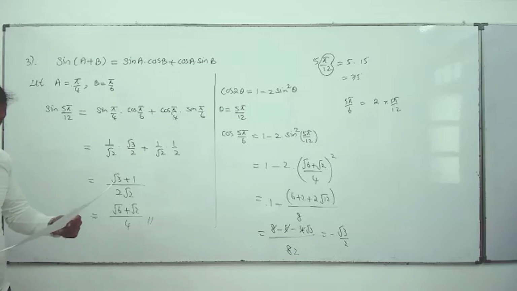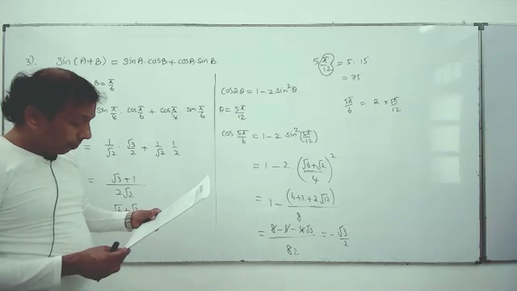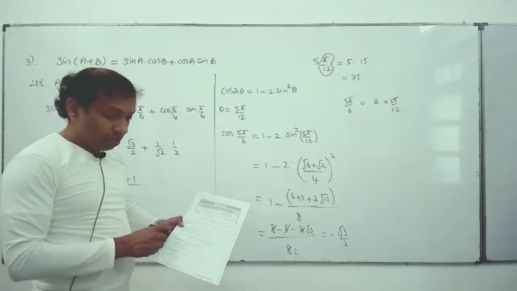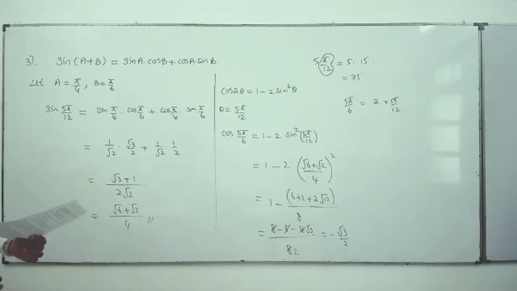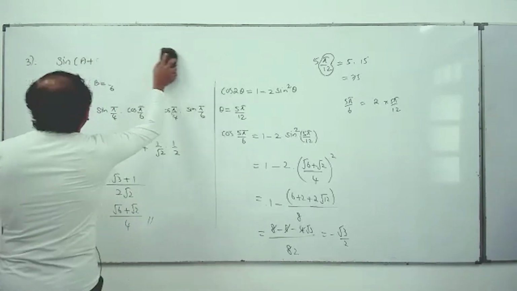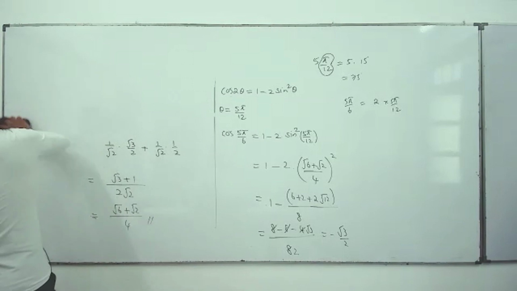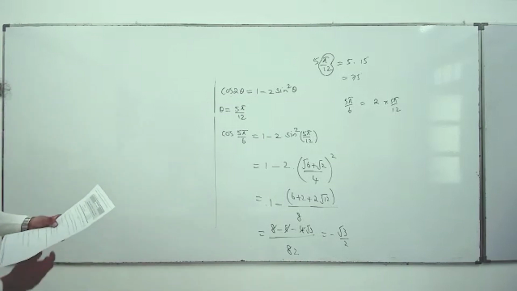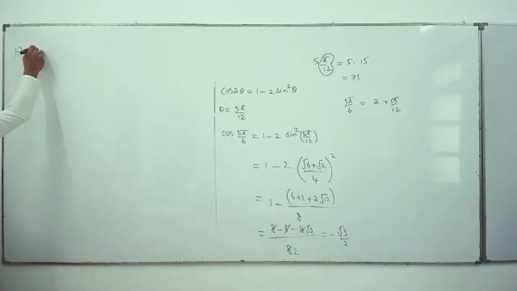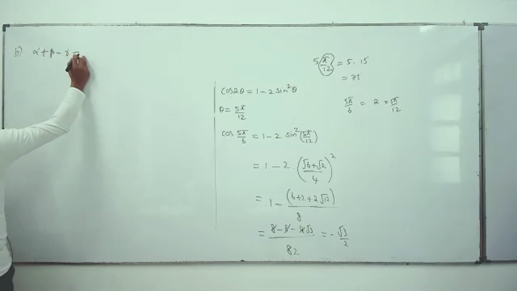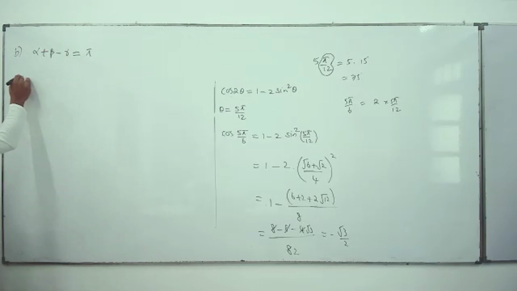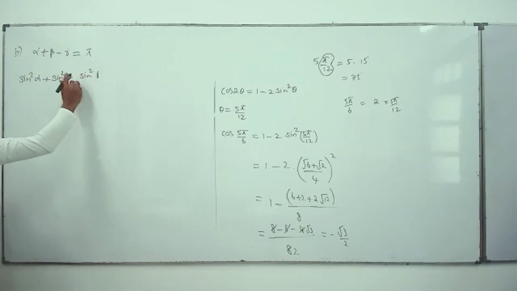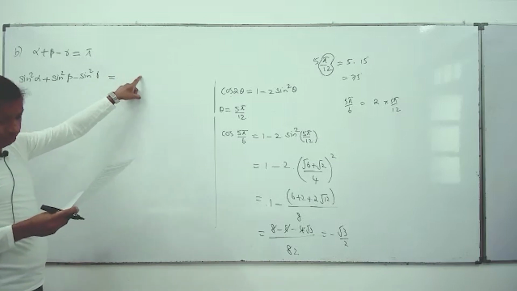If alpha plus beta minus gamma equals pi, then prove that sin squared alpha plus sin squared beta minus sin squared gamma is equal to 2 sin alpha sin beta cos gamma. Here alpha plus beta minus gamma equals pi. We must prove this.